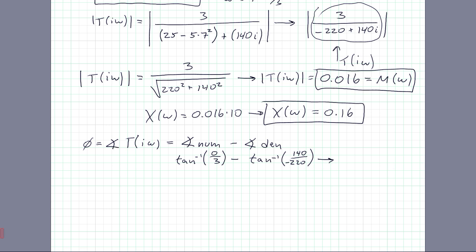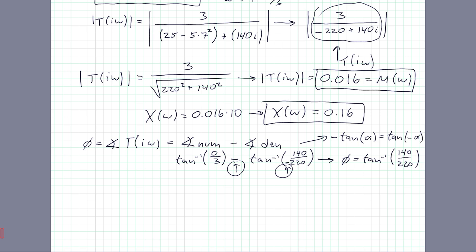But at this point, you can basically get rid of this minus, and this minus will cancel out. So my angle is going to be the inverse tangent of 140 over 220. Why can I do this? Well, it's because of the trig property that minus tan of alpha is the same thing as tan of minus alpha. That's just in the books.